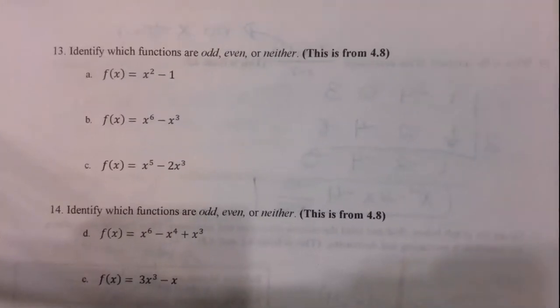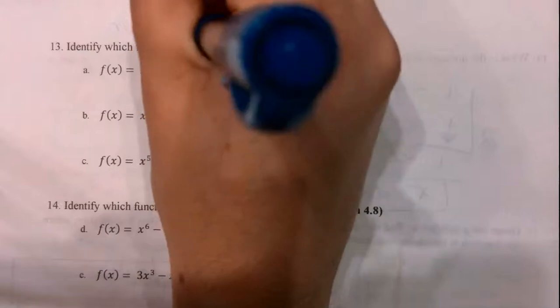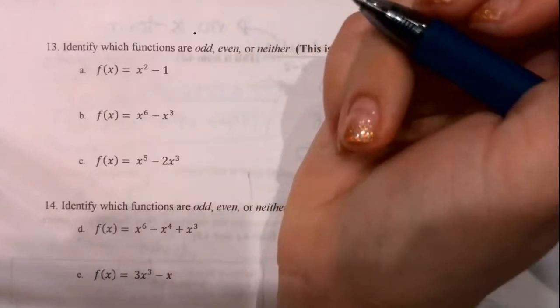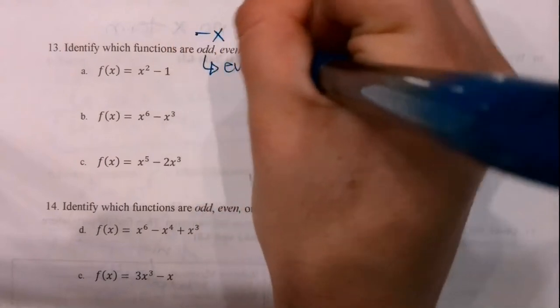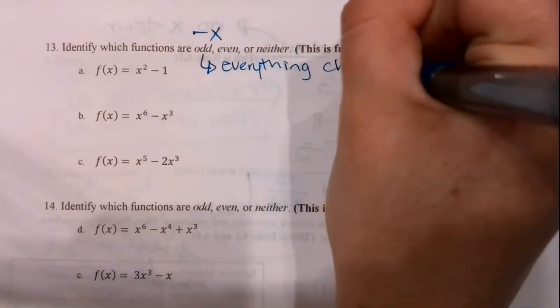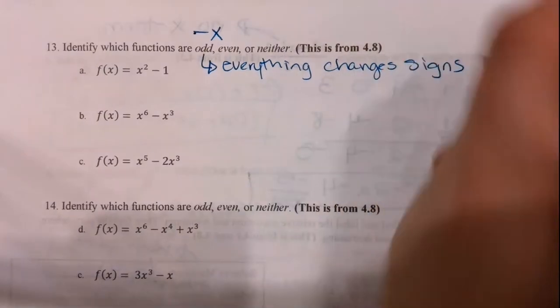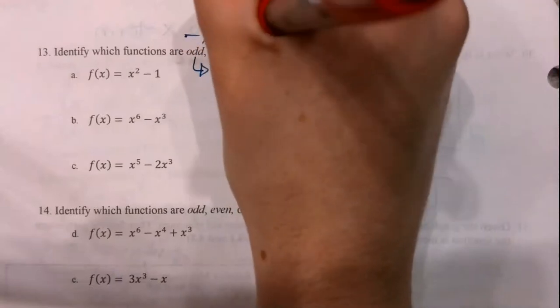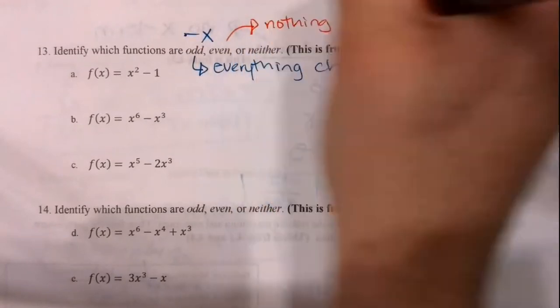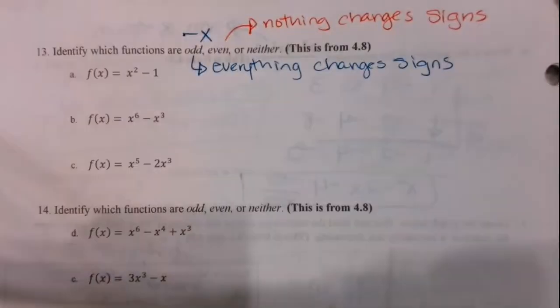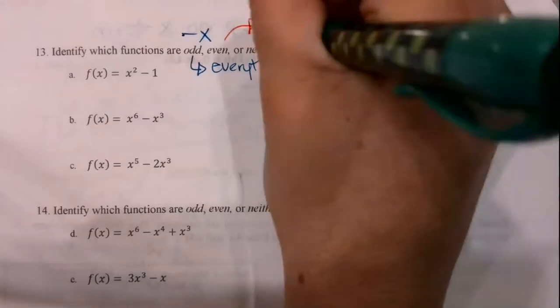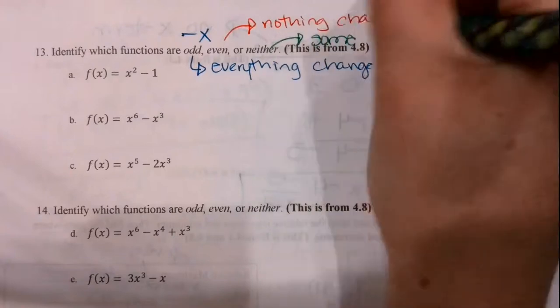Okay. This one wants me to say if the function is odd, even, or neither. So what I do for this is, if I plug in -x and it's odd, everything changes signs. If it's even, nothing changes signs. And if it's neither, some change signs.